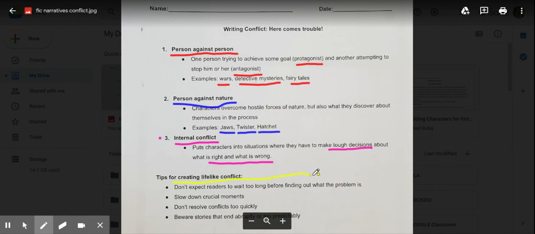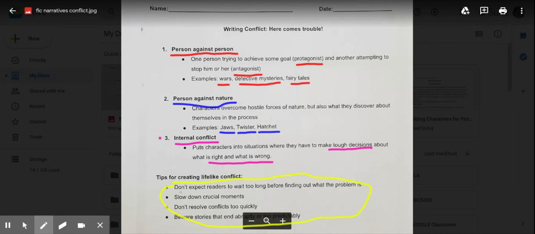Some tips for creating lifelike conflicts. Don't expect the readers to wait too long before finding out what the problem is. Slow down your crucial moments. Don't resolve conflicts too quickly. And beware stories that end abruptly or too predictably. If you can predict the ending, you may want to revise it or have a friend give you some thoughts about how you could change it. Again, these are things we will be working on more.